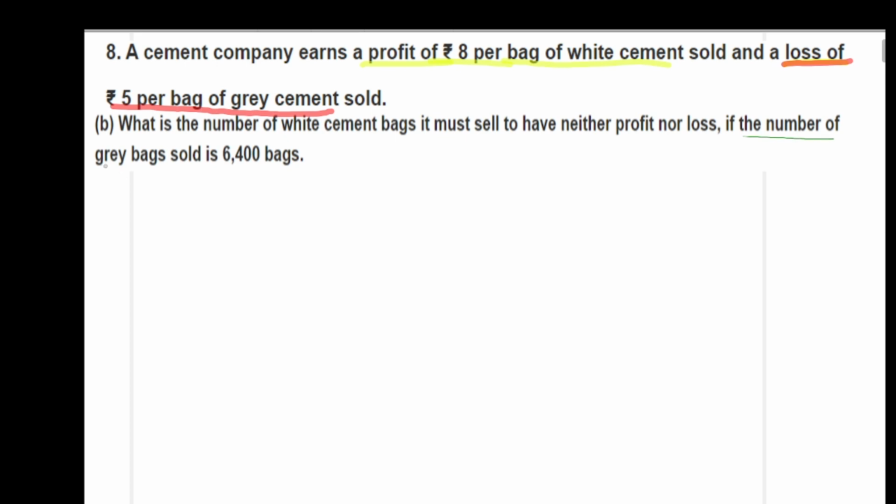If the number of grey bags sold is 6400 bags, that means we don't know the number of cement bags they are selling, but we know that the number of grey bags sold is 6400. Then what will be the number of white cement bags for which they have neither profit nor loss? That means profit equals loss.